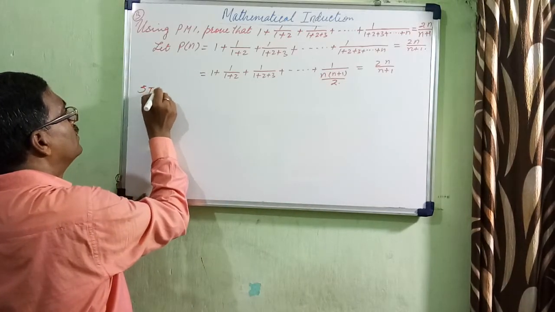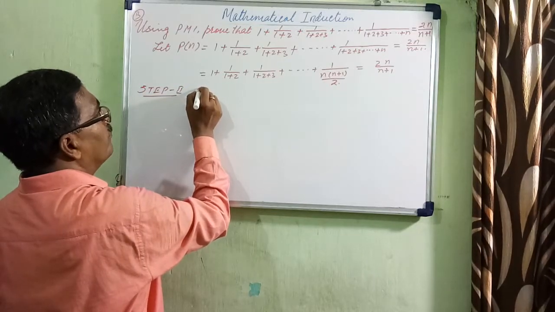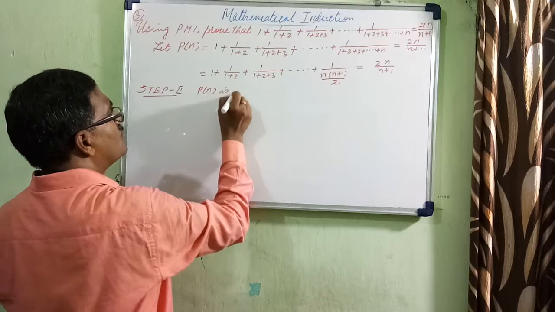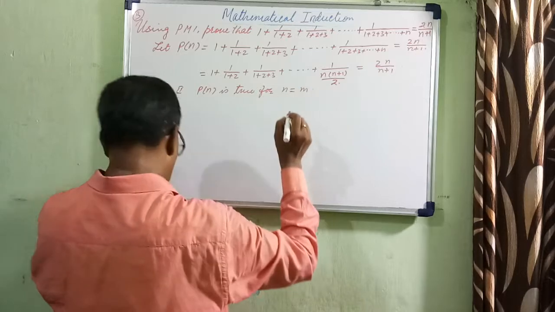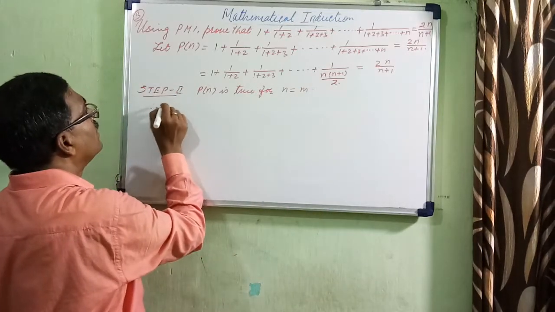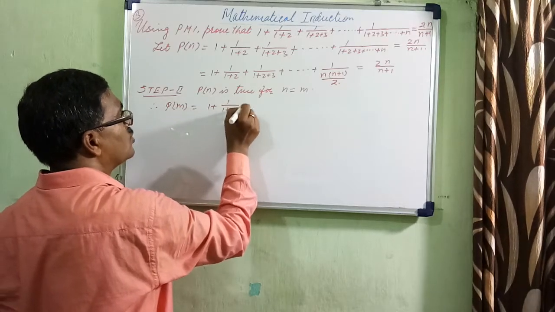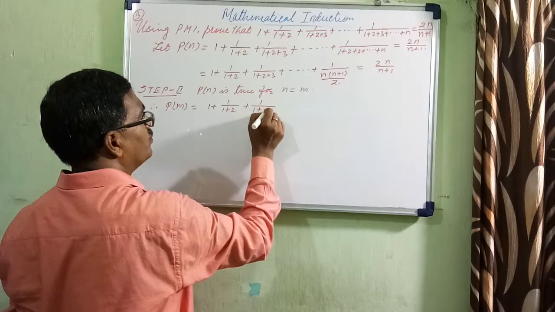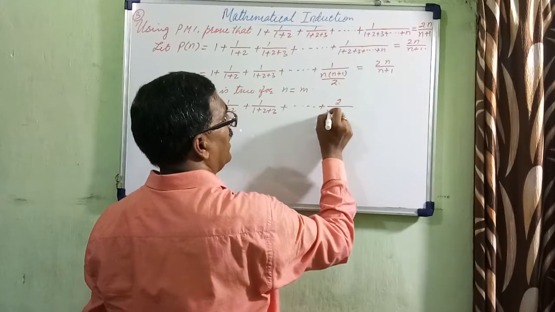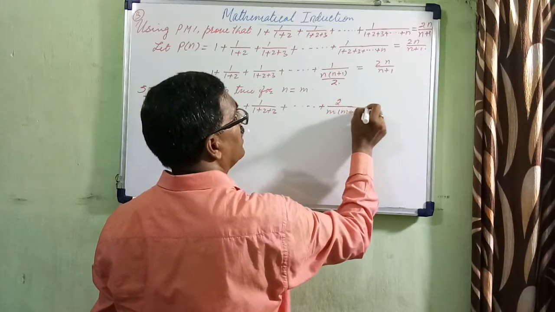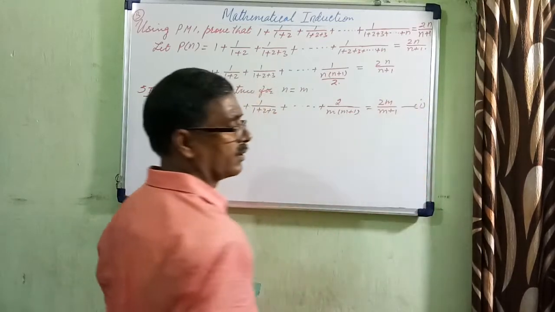Step 2. Pn is true for n is equal to m. Therefore, Pm is equal to 1 plus 1 by 1 plus 2 plus 1 by 1 plus 2 plus 3 plus dot dot dot 2 by m into m plus 1 is equal to 2m by m plus 1. Take it as equation number 1.